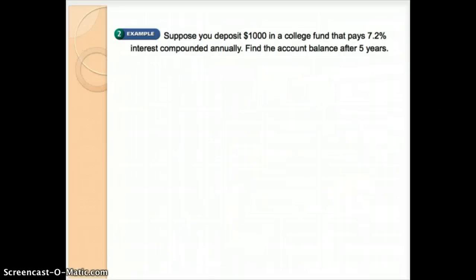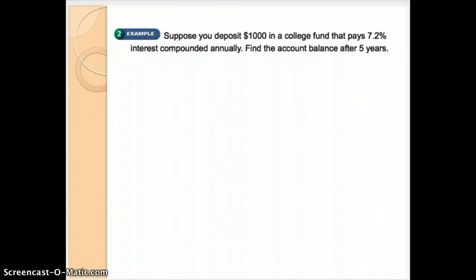All right, let's try another one. This is very important. Okay, suppose you deposit $1,000 in a college fund that pays 7.2% interest compounded annually. Find the account balance after 5 years.